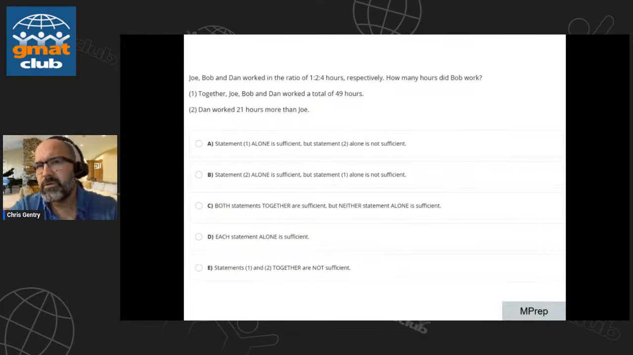And I'm getting a mixture of choices A and D. So it appears that everyone agrees that statement 1 alone does answer the question. But there seems to be some debate on whether statement 2 also answers the question. And I'm just going to keep an eye on the chat, and if anyone has anything they want to say about whether this problem felt longer to them, we'll get to that in a second.